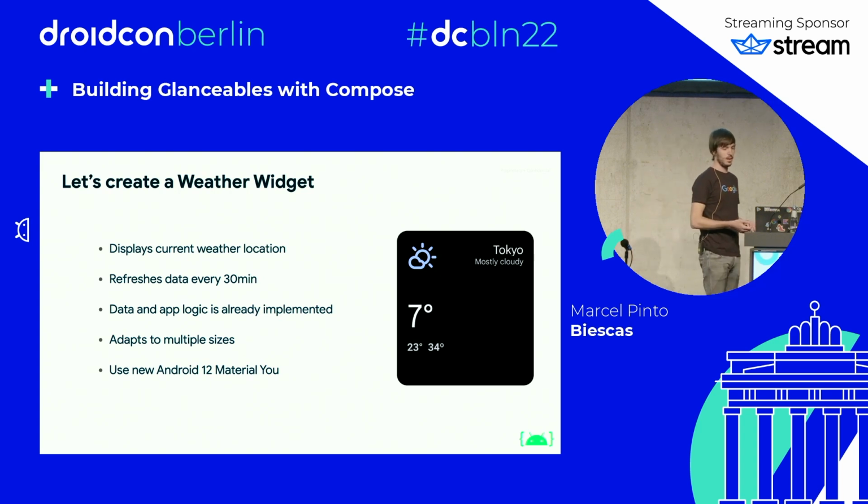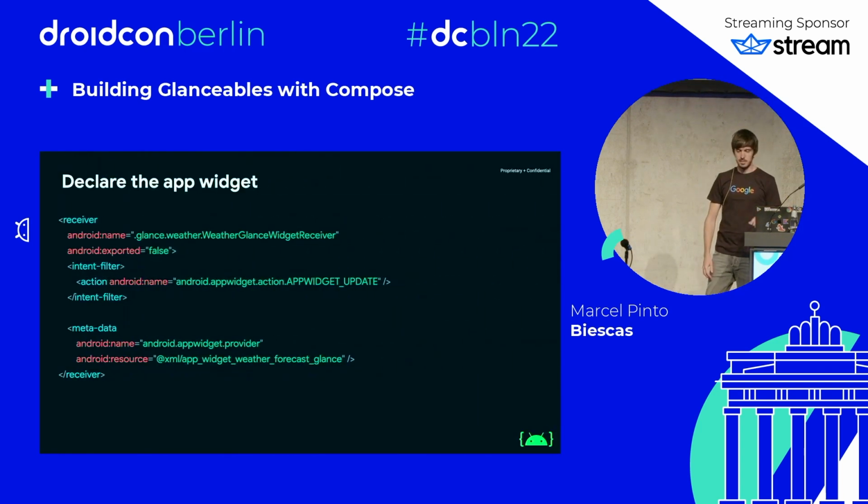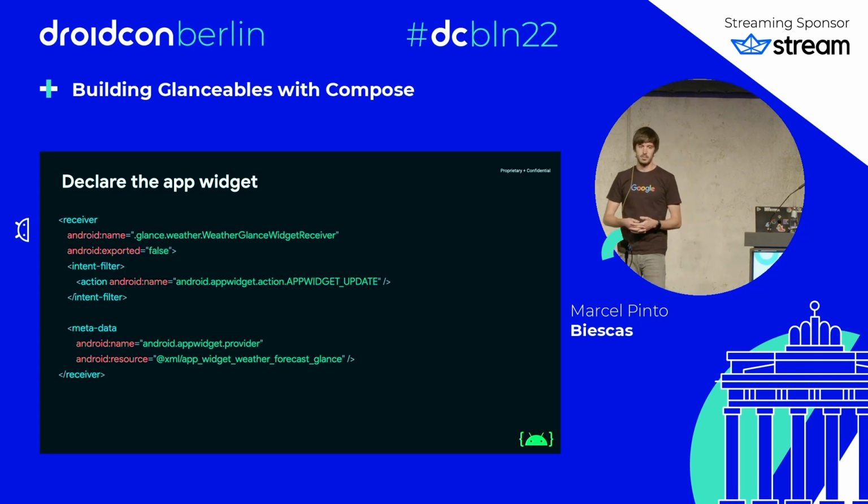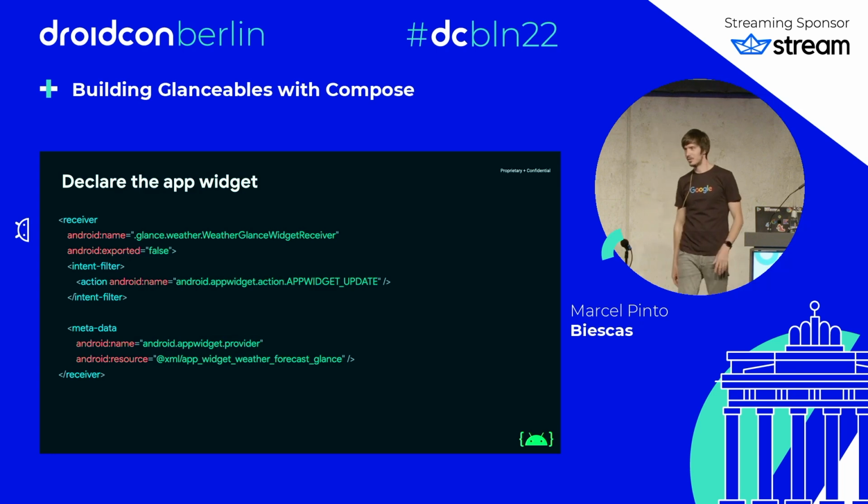size. And of course, we want to use the new Material You introduced last year in Android 12 to make the widget theme dynamic depending on the wallpaper color. All right, let's go step by step. First, we need to register our widget with the system. And now you might say, hey, you said no more XML. All right, there's a bit of XML.